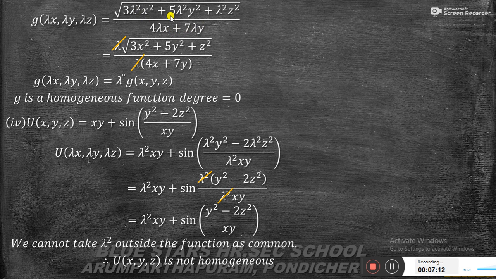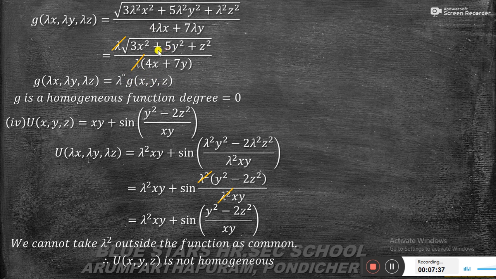Therefore you see lambda square is common in every term in the numerator. So I take lambda square outside; square root of lambda square is lambda. So I take lambda out of the square root. So lambda into square root of 3x square plus 5y square plus z square. Here in the denominator also lambda is common. So I take lambda outside, so lambda into 4x plus 7y. So lambda cancels, lambda power 0 into g of x comma y comma z.